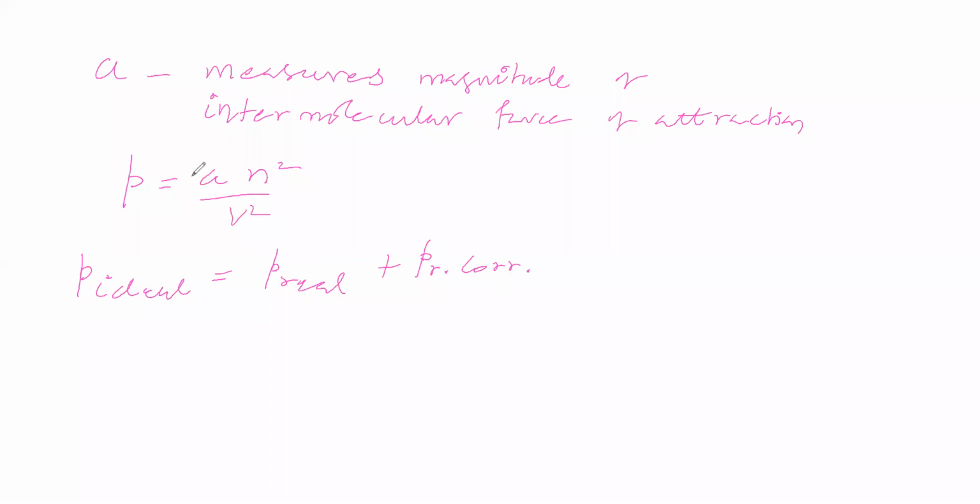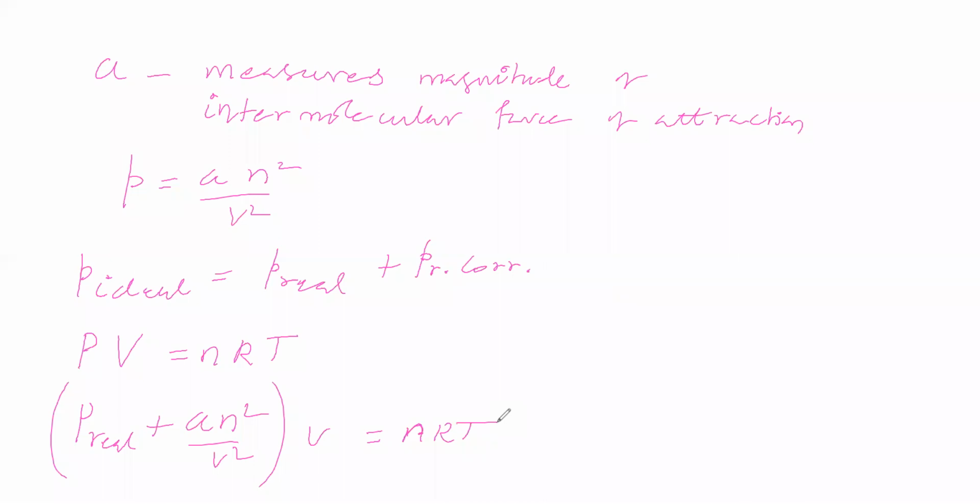Now in PV is equal to nRT, regarding pressure, ideal pressure, we got an idea. So we will substitute this ideal pressure. Ideal pressure is equal to real gas pressure plus pressure correction, that is A n square by V square. We have substituted. Then V is equal to nRT. So we have corrected the ideal pressure like this.